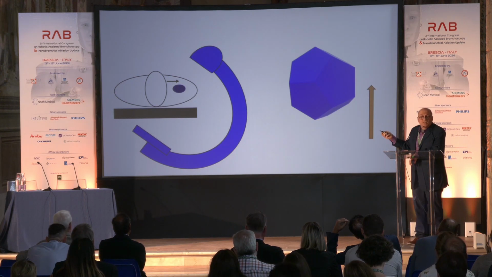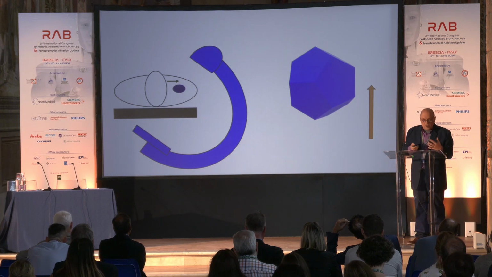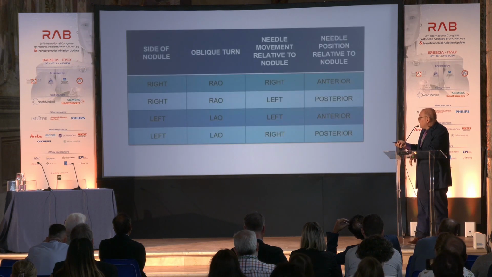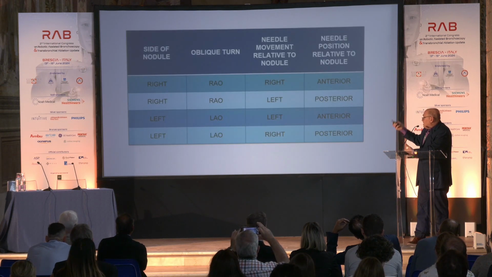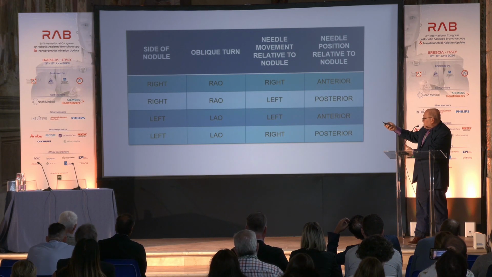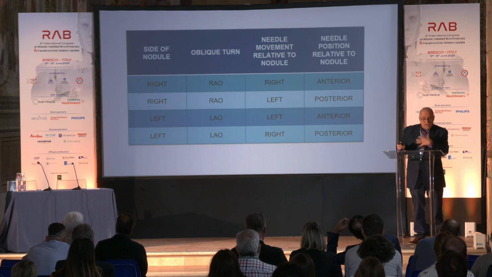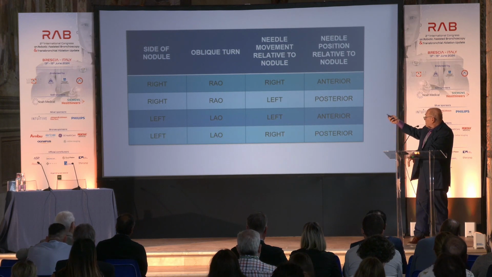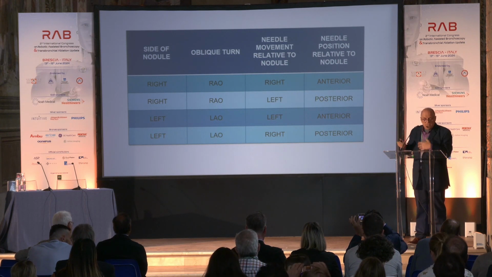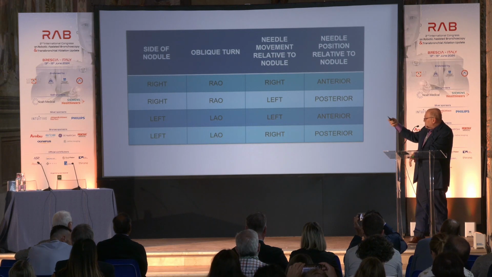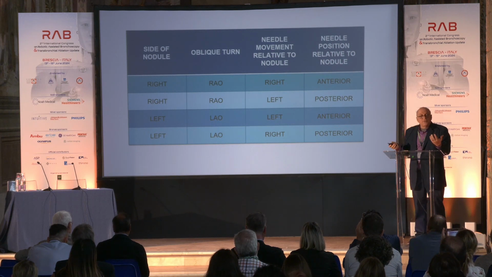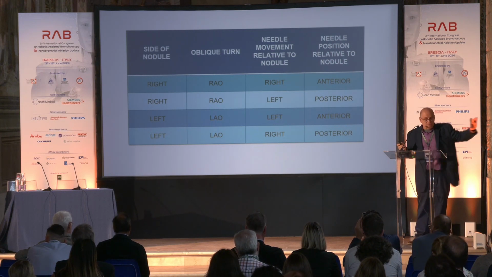So you could use this to help you target better, to understand where you are and where your tool or scope is in relation to the nodule. This is what we use if you do an oblique turn: if the nodule's on the right side and you do an oblique turn to the right and the needle moves to the right, then you're anterior to it. If it moves to the left, you're posterior to it, and so on and so forth. If you're on the left side, doing an LAO oblique turn, and your needle moves to the left, you're anterior to it. So this is a little thing that we have taped up.